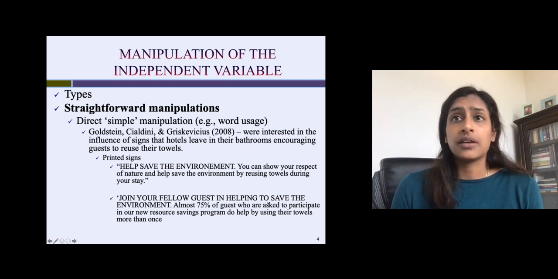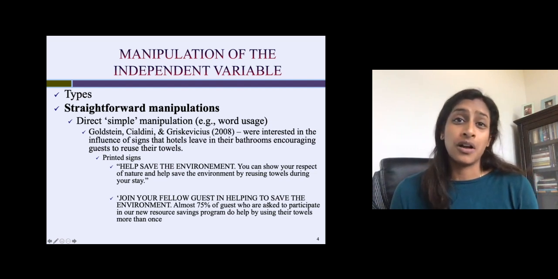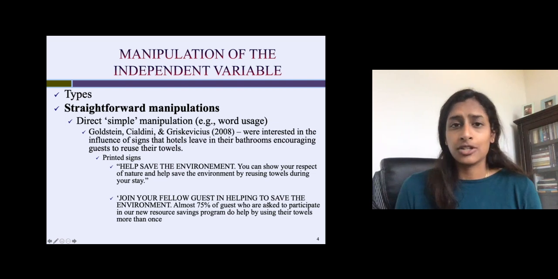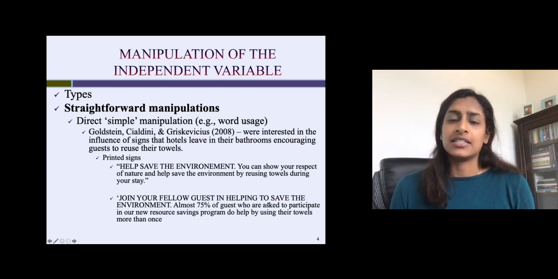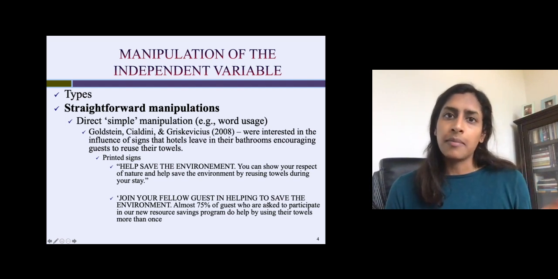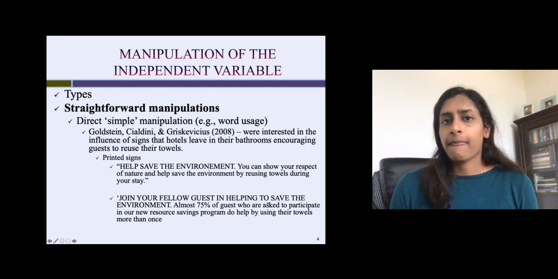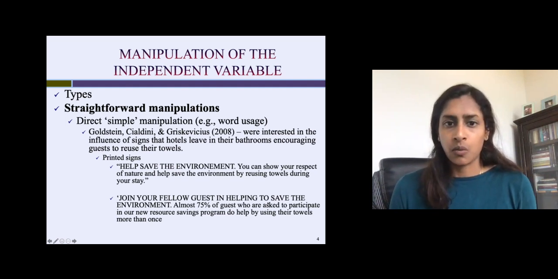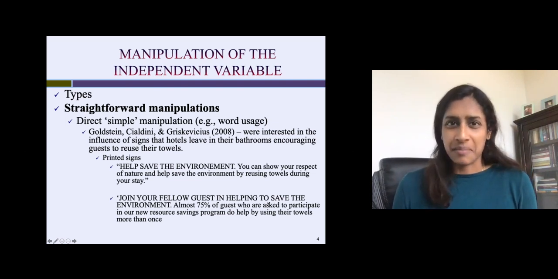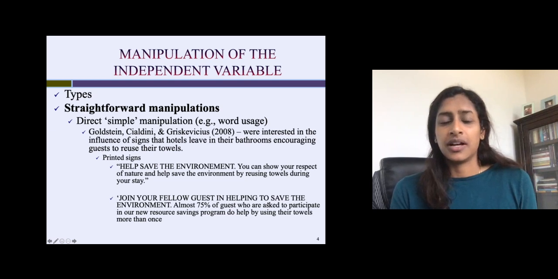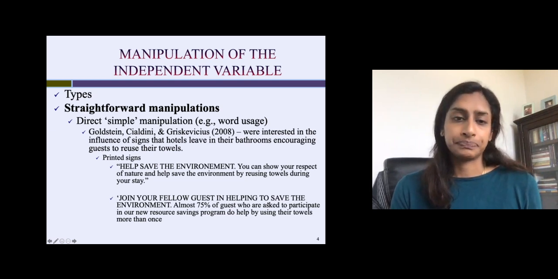and colleagues in 2008 were very interested in the influence of signs at hotels, those signs that you see when you check into a hotel about conserving water, right? If you keep your towel hanging up, you can use it for another day. If you leave it on the floor, that means we'll replace it and wash it, right? Well, the hotels want you to reuse your towels because it saves them the cost of washing those towels.